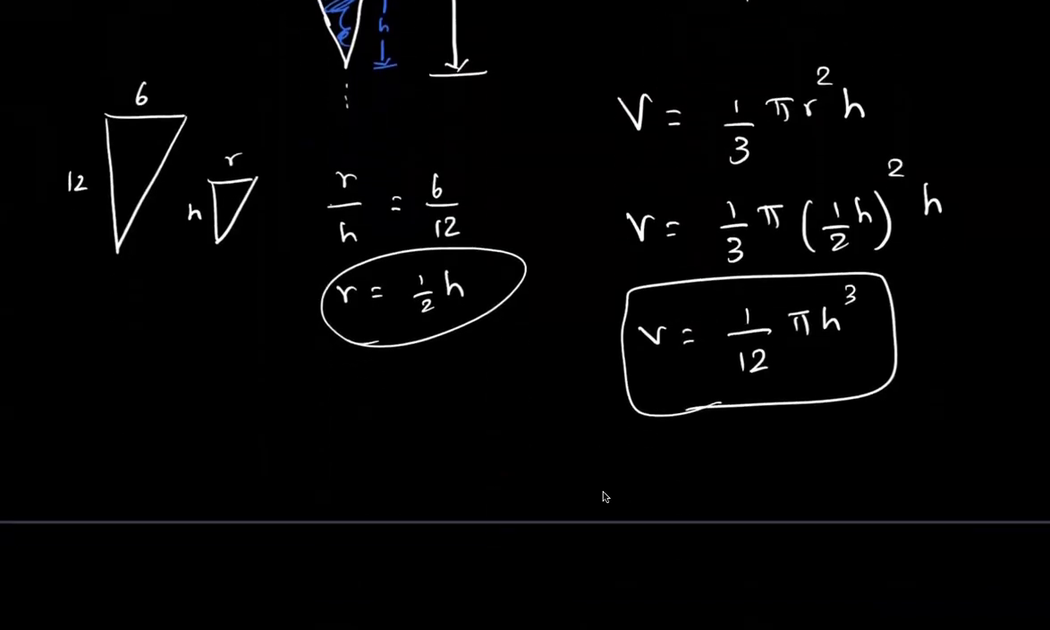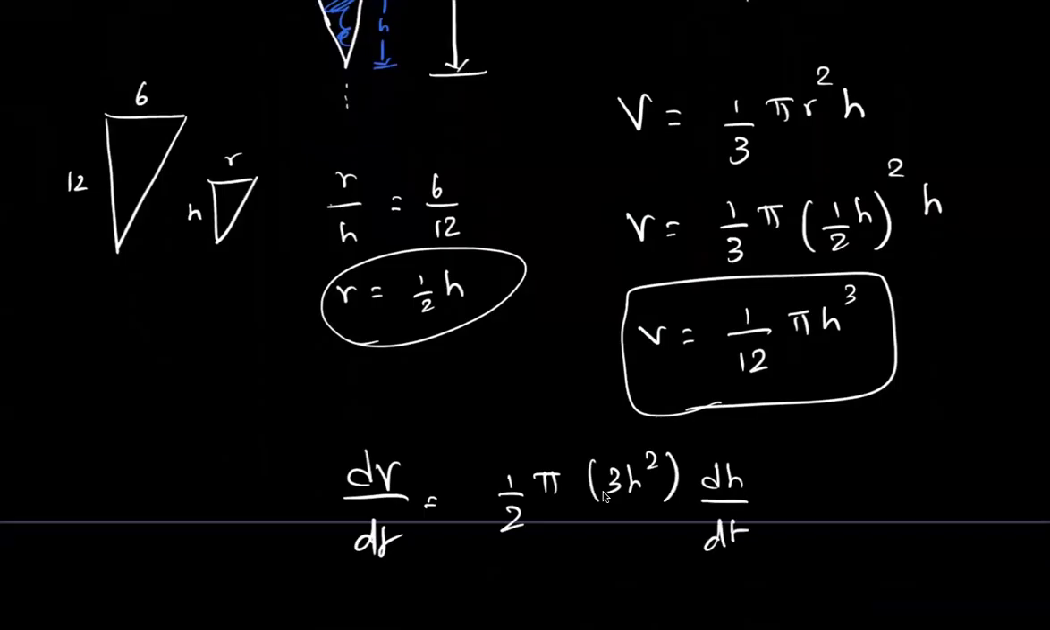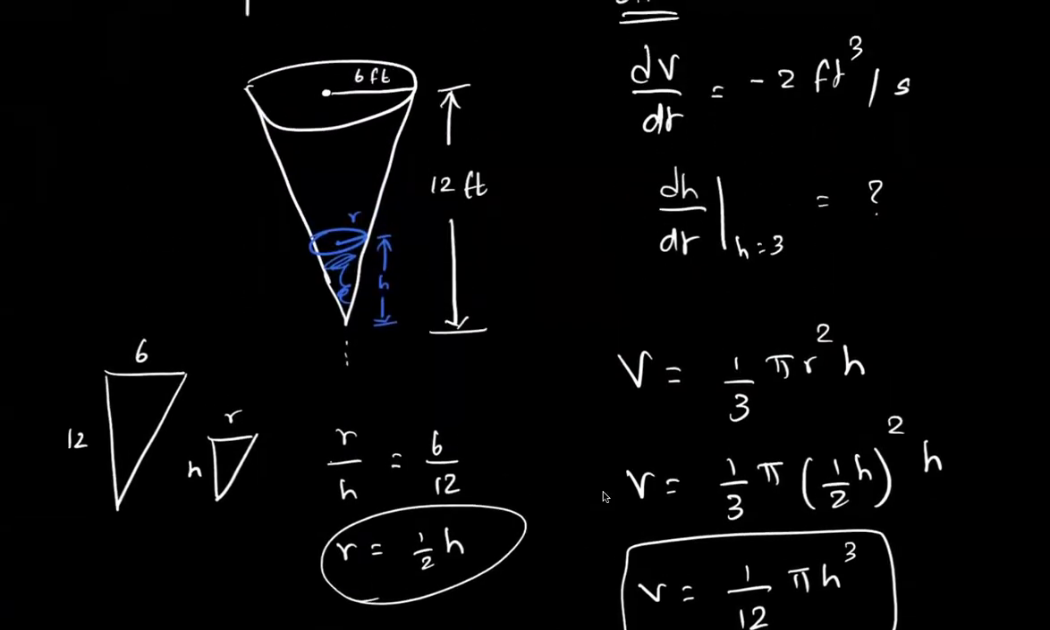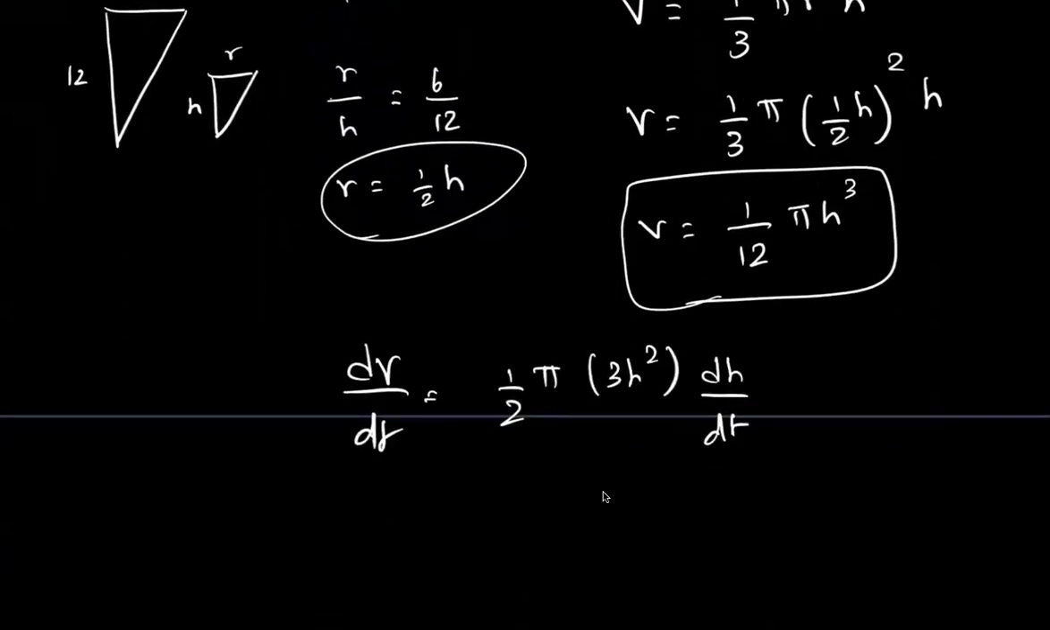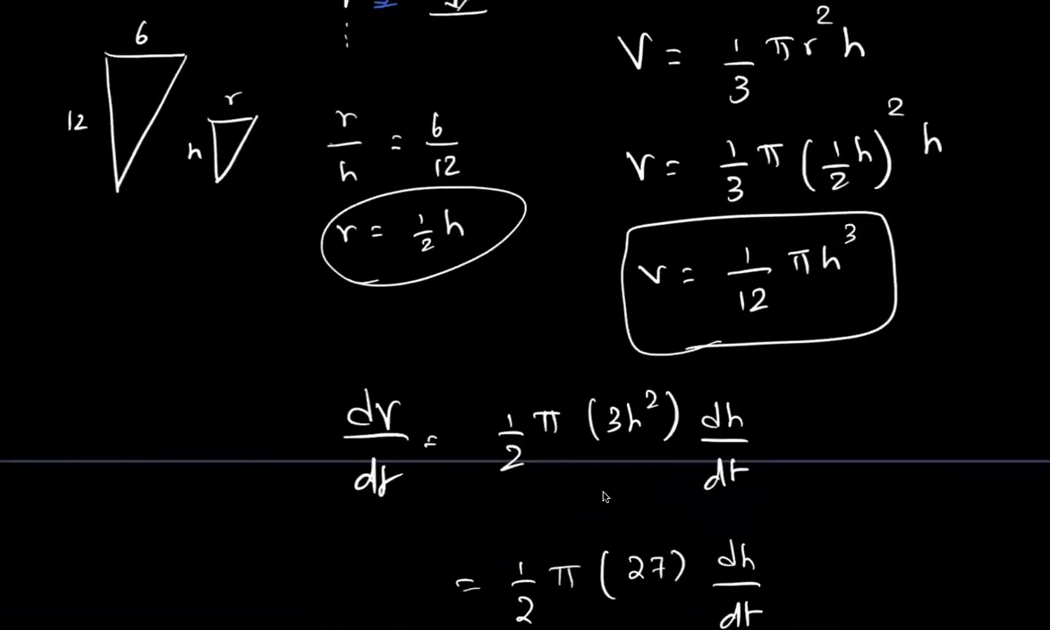So now we take the implicit differentiation and we get dV/dt is 1/12 pi 3h squared dH/dt. Now the instant that we are interested in is when the height is 3. So what we are going to do is replace 3 here. 3 squared is 9. 9 times 3 is 27. And dV/dt is given to be -2.